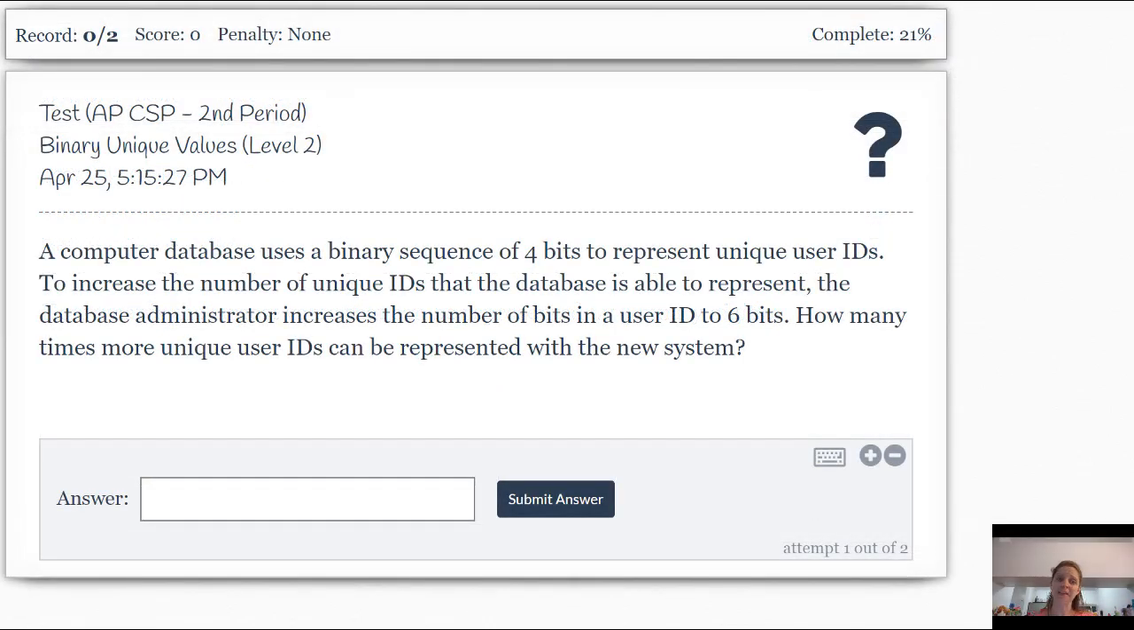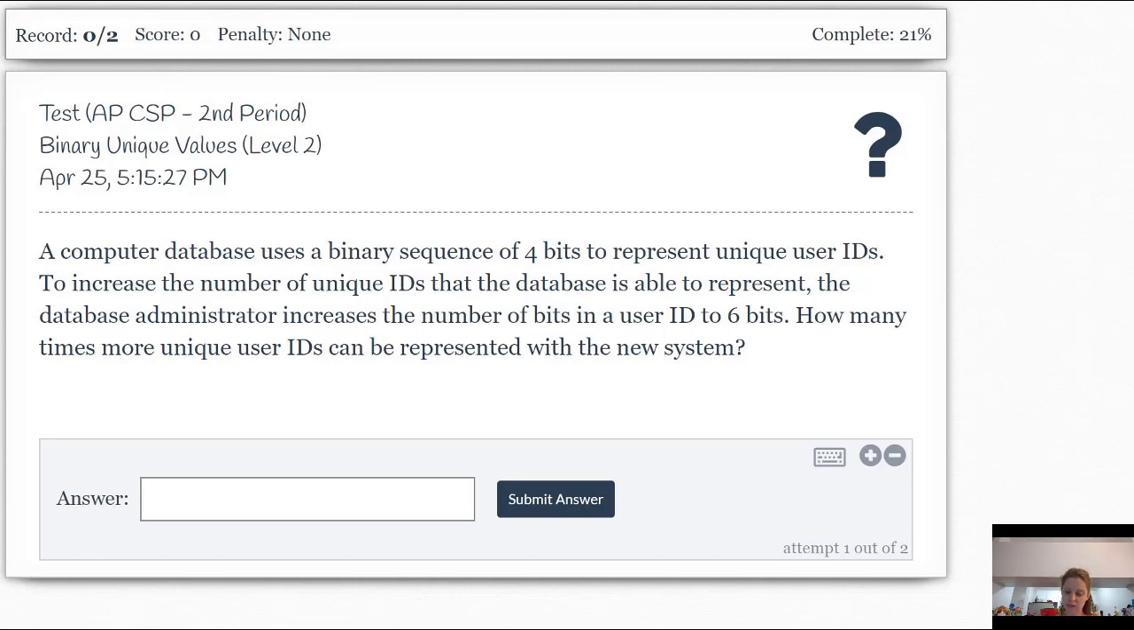Okay, final skill, binary unique values level 2. A computer database uses a binary sequence of 4 bits to represent unique user IDs. To increase the number of unique IDs that the database is able to represent, the database administrator increases the number of bits in a user ID to 6 bits. How many times more unique user IDs can be represented with the new system?